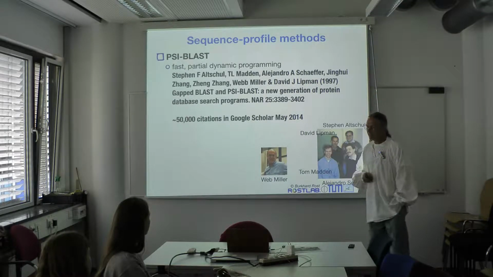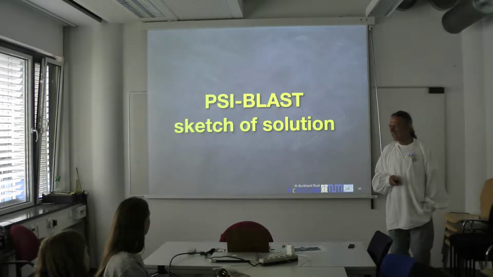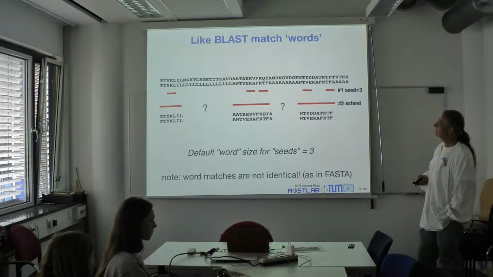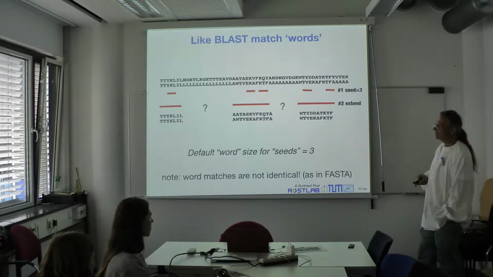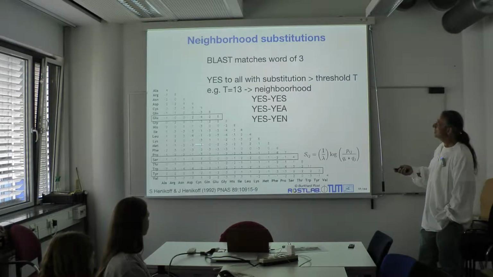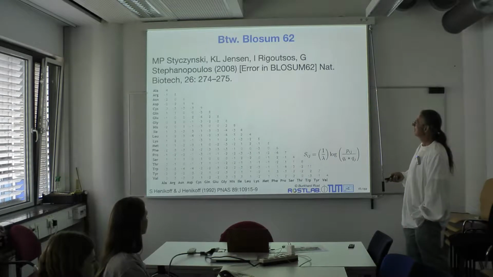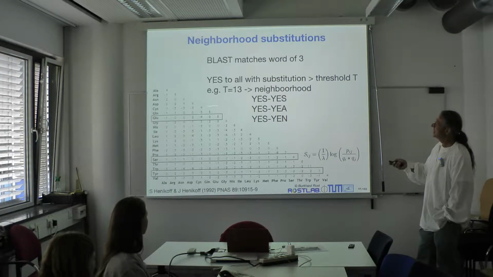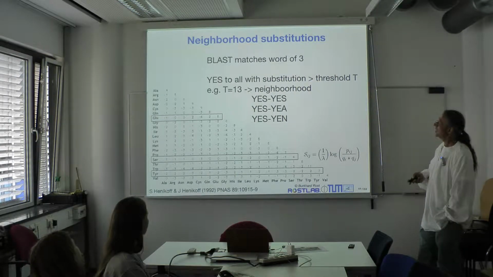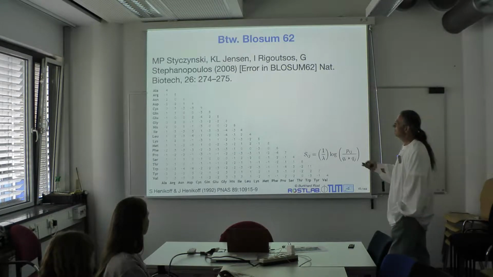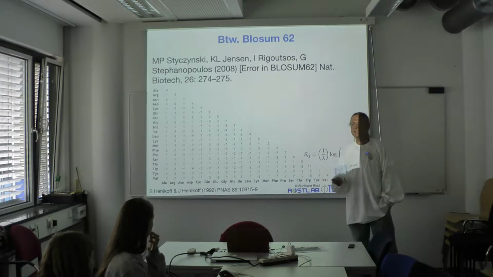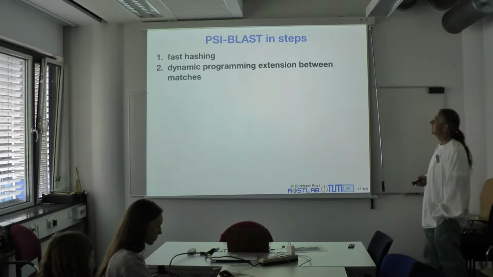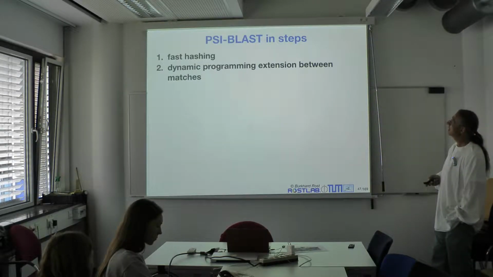So over 50,000 citations. What's the guess of this, the sketch of the solution? Fast hashing, we already talked about that, the word match. Then after we have the word match, we essentially do an extension. By the way, the word match is no longer a word match in the PsyBlast. It's essentially a word match in the sense of the Blossom matrix. So it's not an identity word, it's a Blossom word, and getting that right is highly non-trivial in terms of statistics.